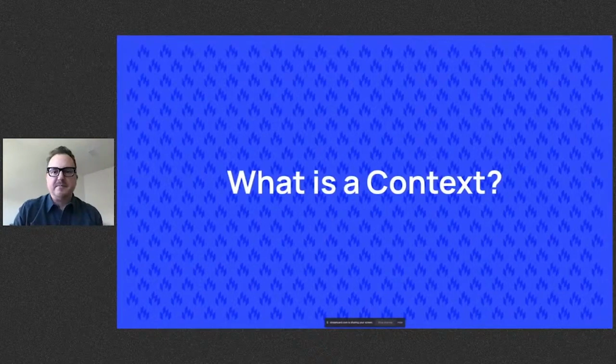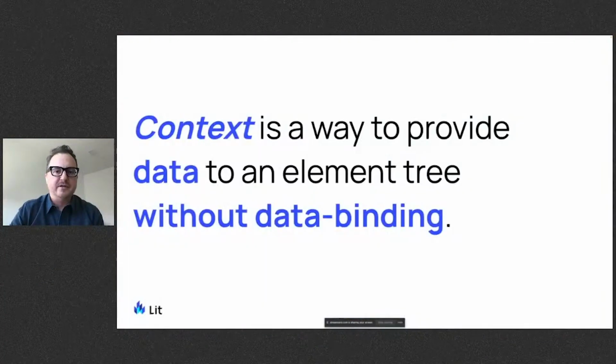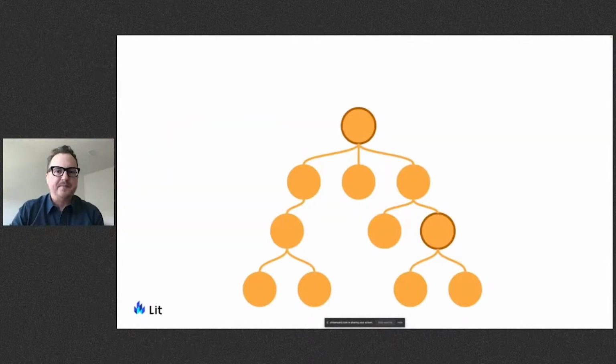So first, what do we mean by context? Context is a really general term. I think a lot of people in the front end web dev world will be familiar with its common usage these days, but not everyone. So let's give it a definition here. I think the best definition I know of is that context is a way to provide data to an element tree without data binding. The data is contextual. It's just available without having to pass it around.